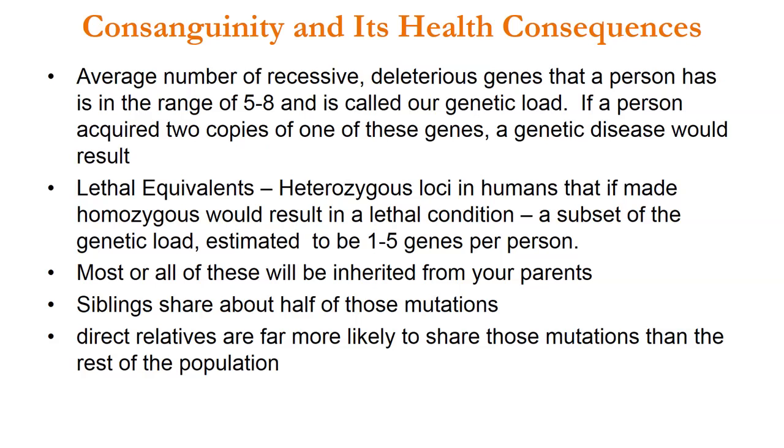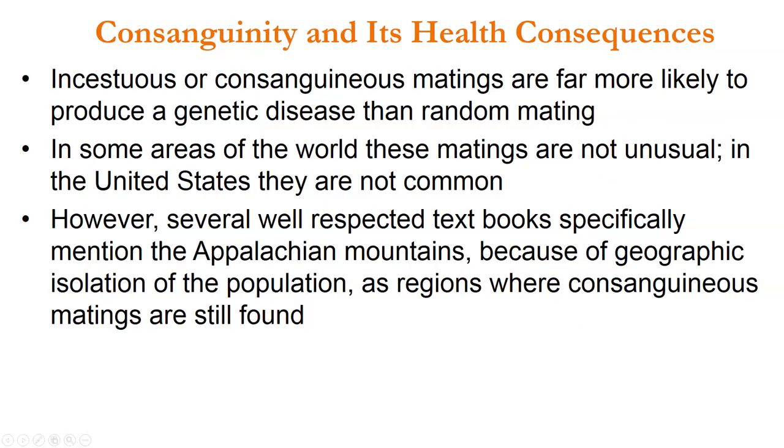We're talking about rare mutations. Okay? If you look at the population as a whole, it's very rare. But you're going to have characteristic mutations that are going to be in your particular family. What that ends up meaning is incestuous or consanguineous matings are far more likely to produce a genetic disease, an autosomal recessive genetic disease, than random mating.